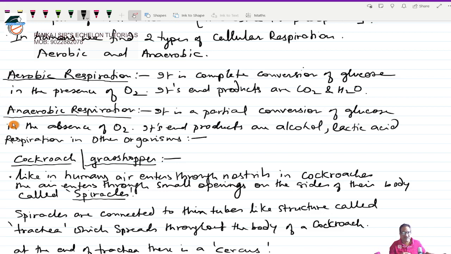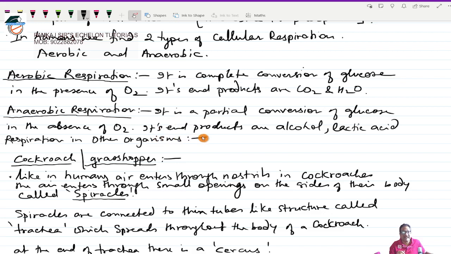What happens in anaerobic respiration? In this respiration, only a partial conversion of glucose takes place. All of the glucose does not convert into energy. Only 2 ATP molecules you will get from 1 glucose molecule. In aerobic you were getting 38, in this you get only 2 ATP molecules, so this is only a partial conversion. This happens even when there is no oxygen, in the absence of oxygen, or when oxygen is low. This is only a partial conversion of glucose into energy.